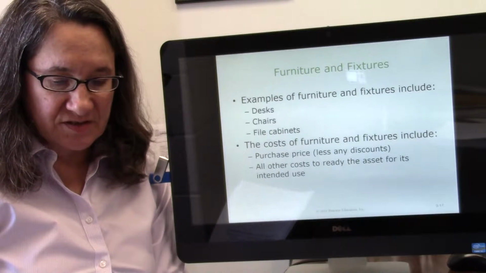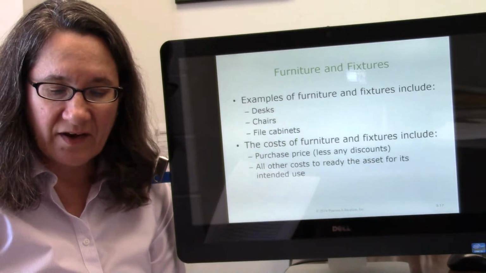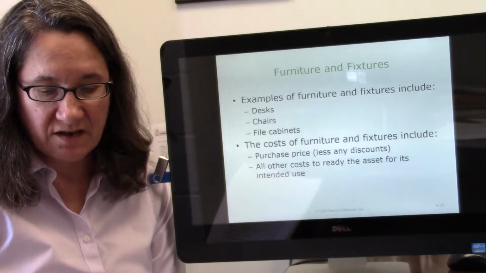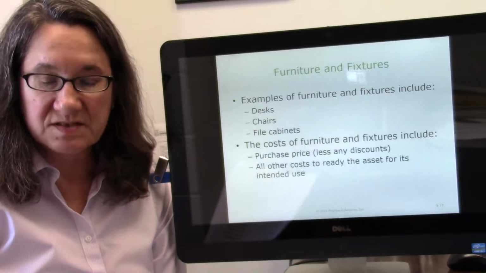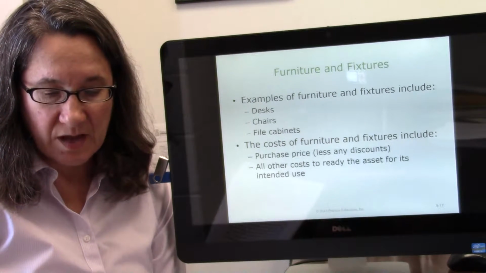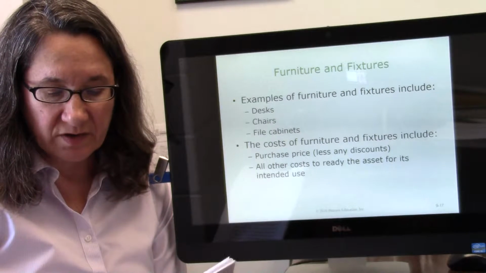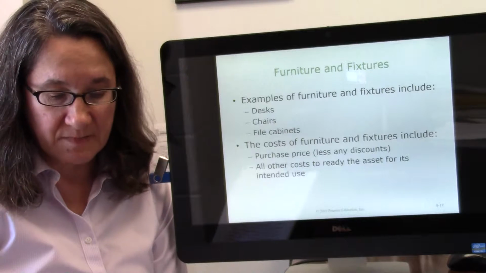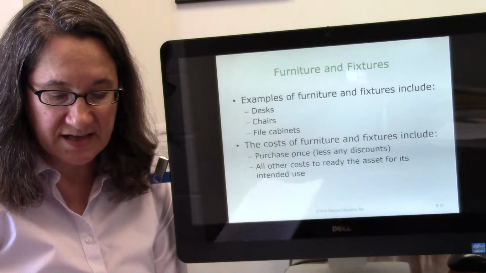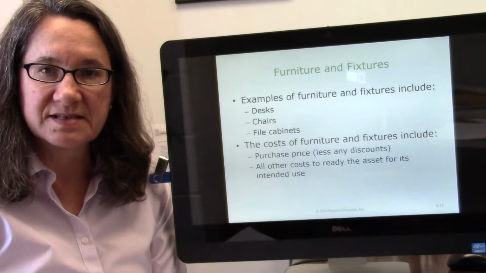Furniture and fixtures. Furniture and fixtures include desks, chairs, file cabinets, display racks, shelvings, and so forth. The cost of furniture and fixtures includes the basic cost of each asset, less any discounts, plus all other costs to ready the asset for its intended use. For example, for a desk, this may include the cost to ship the desk to the business and the cost paid to a laborer to assemble the desk.